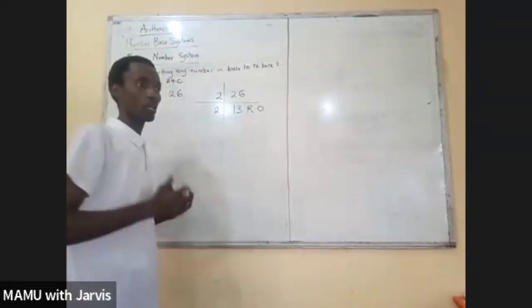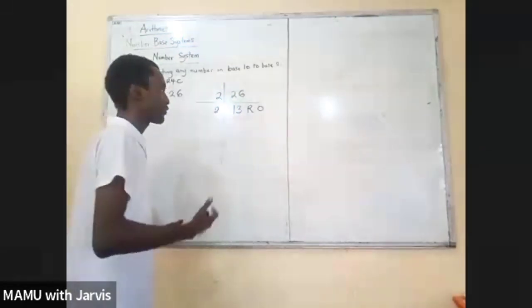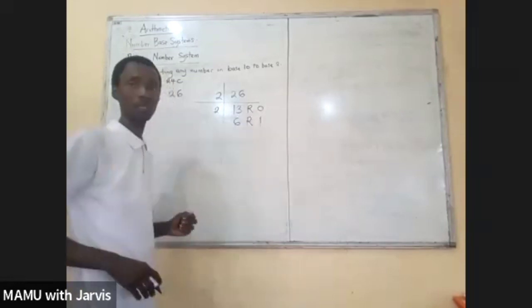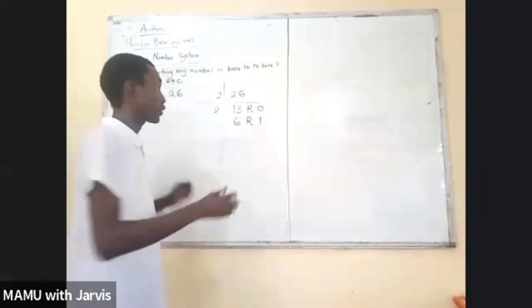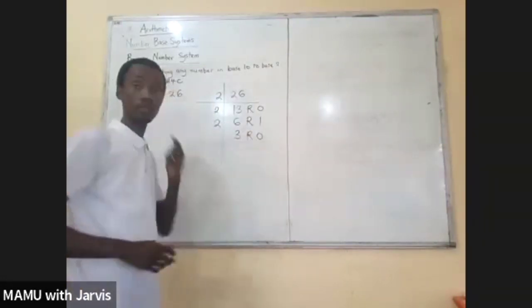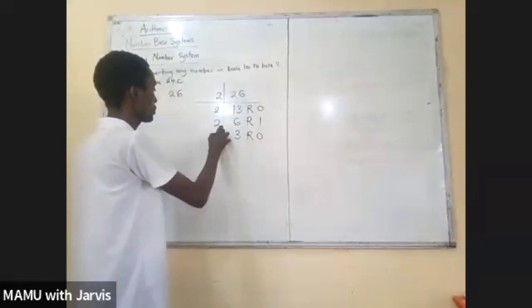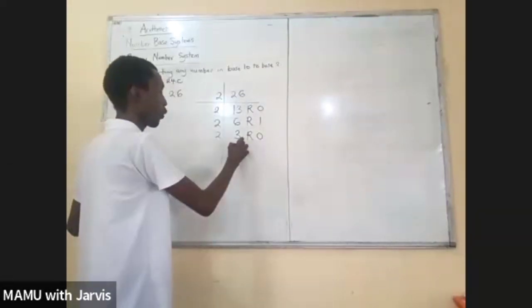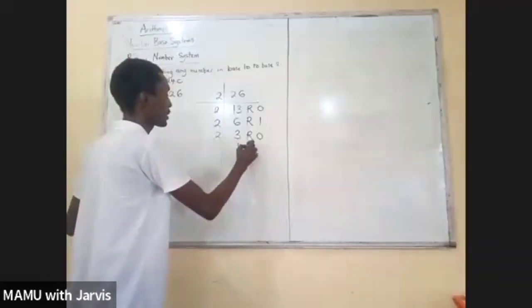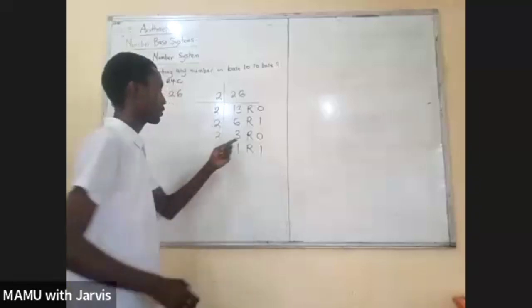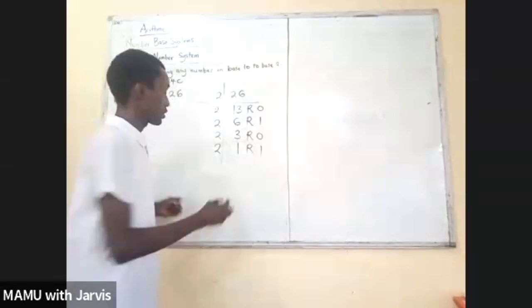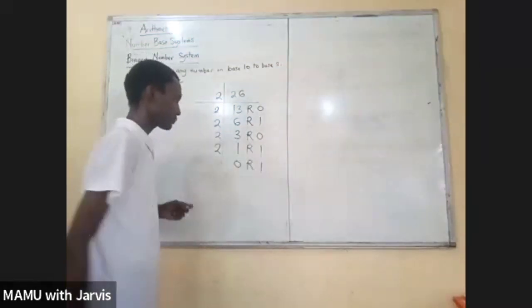2 dividing 13, the closest even number before 13 is 12. So 2 dividing 12 will give me 6, and there will be a remainder of 1. This is an even number, so division will go directly, and 2 dividing 6 will give me 3, remainder nothing. And here, 2 will divide 3, and I'll have 1, because the closest even number to 3 is 2, remainder 1, because the number here is odd. Now, 2 dividing 1 is not possible, so it will be a remainder.